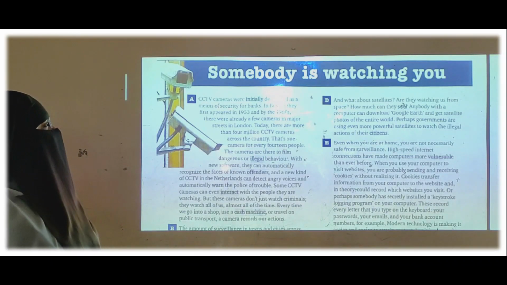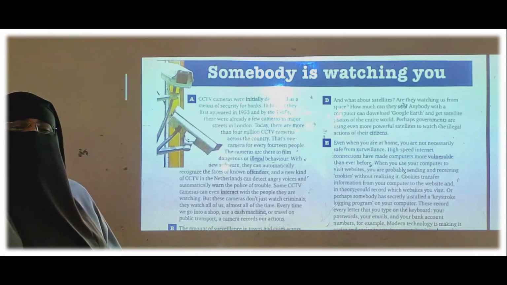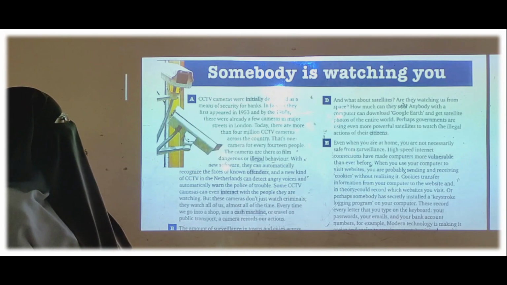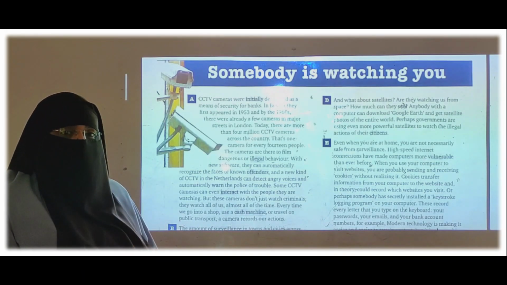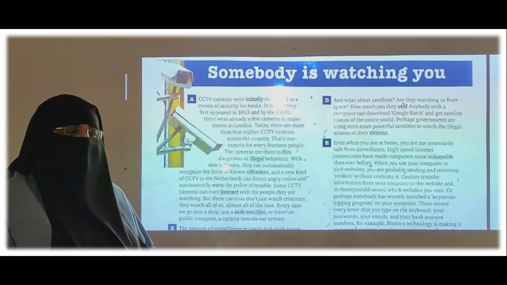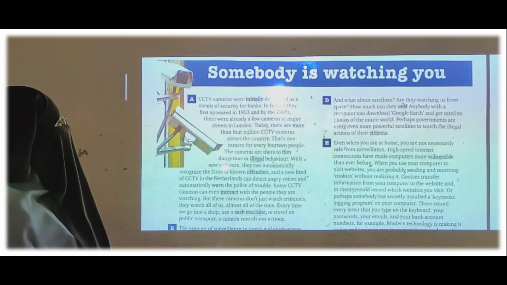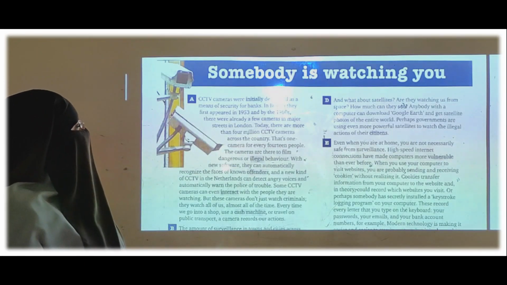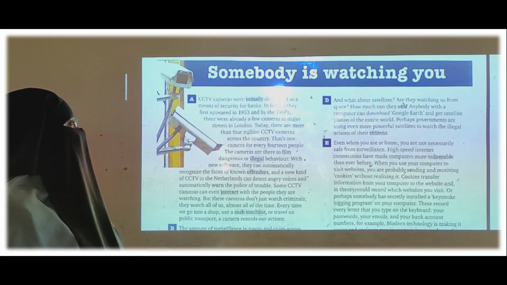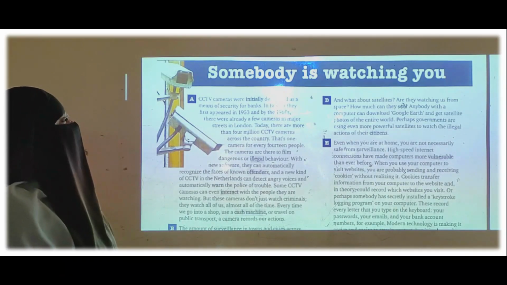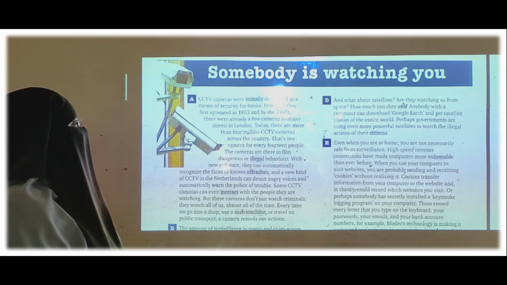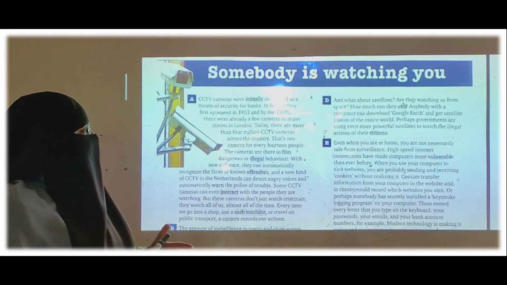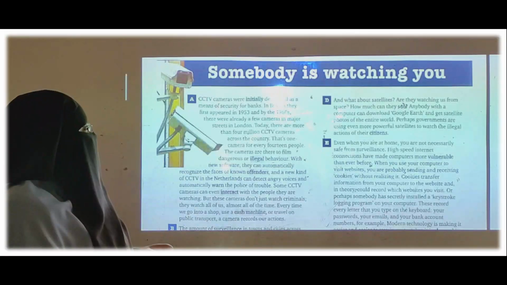So CCTV cameras were initially, what is the meaning of the word initially? Initially means at first. Developed as a means of security for banks. So it started for banks. Then, in Britain, they first appeared in 1953. And by the 1960s, there were already a few cameras in major streets in London. Today, there are more than 4 million CCTV cameras across the country. So the number is increasing, okay? That's one camera for every 14 people.